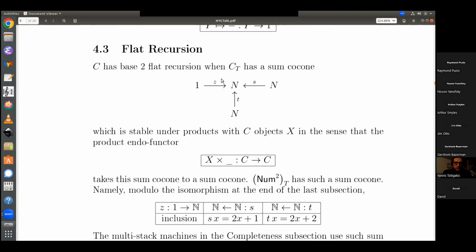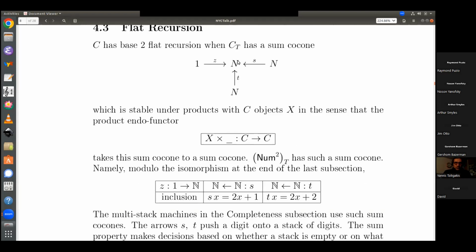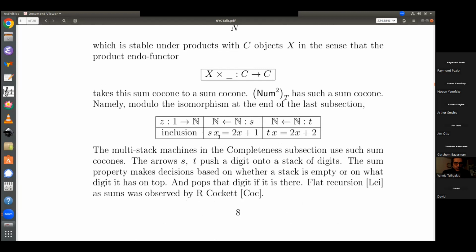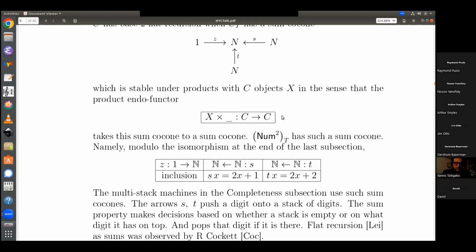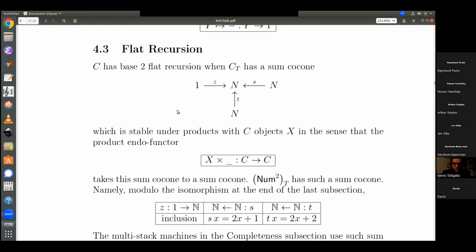So now flat recursion says that you have a sum cocone like this. So we can get one like that by, again, doing these things. But saying it's a sum cocone means that if I had another cocone, so I have arrows coming out, then I would get an arrow here. And what that is saying is, if I have a stack of ones and twos here, I try to pop it. If I can't, then I use this alternative. If it's a 1, then I use this alternative. If it's a 2, I use this alternative.